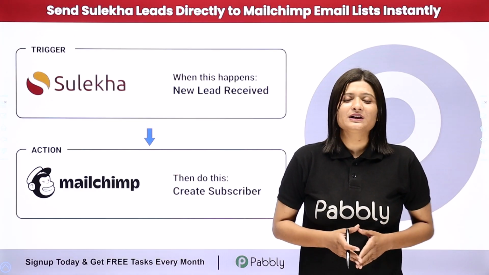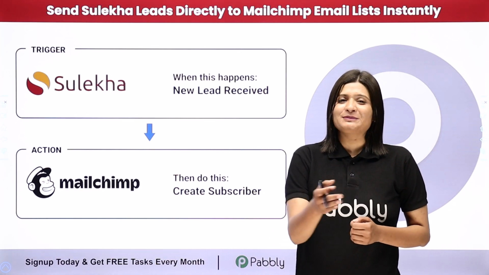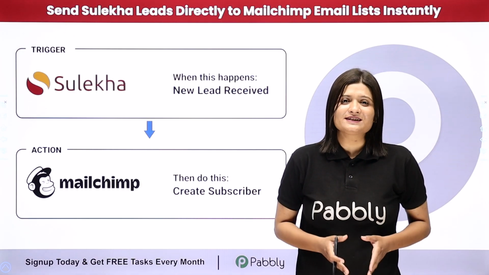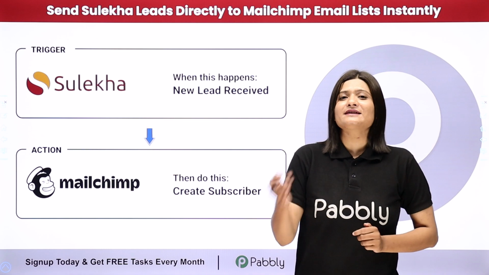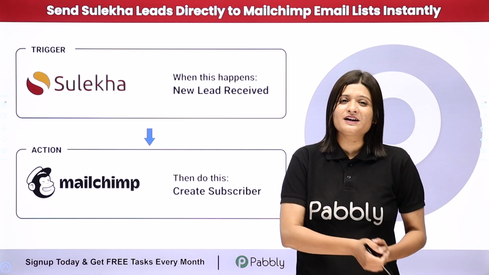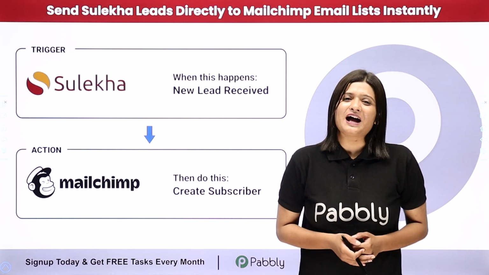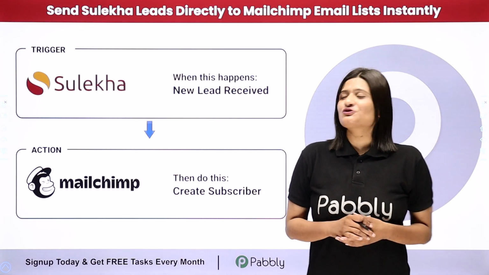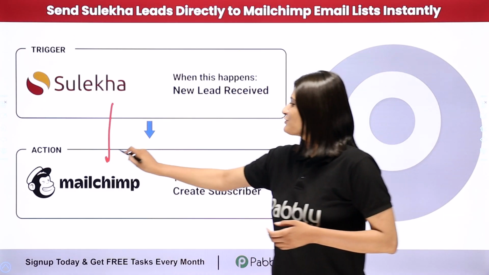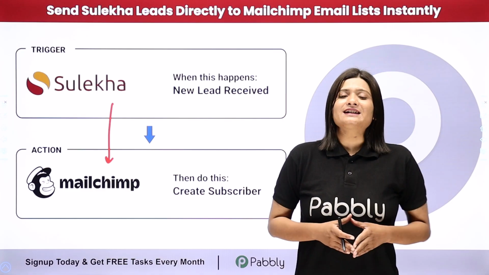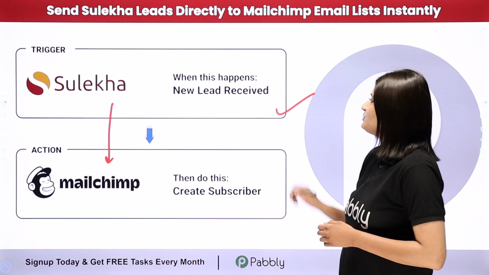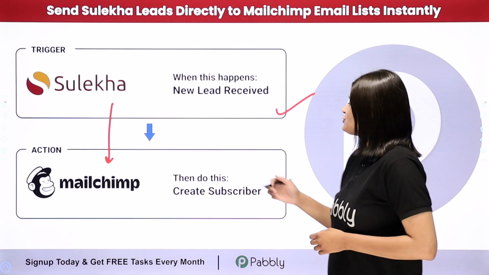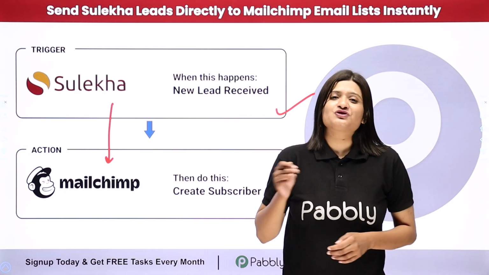Doing this manually will consume a lot of my time, so I've completely automated this entire process and I'm going to use Pabbly Connect. Pabbly Connect is an amazing automation and integration software which requires no coding or programming skills. Here I just need to build a connection between Sulekha and Mailchimp. With the help of Pabbly Connect, I'm going to build this connection in such a manner that whenever I capture a new lead from Sulekha, I'm going to create a subscriber in my Mailchimp account.